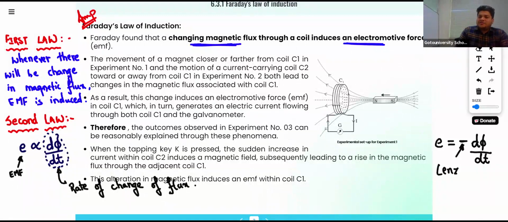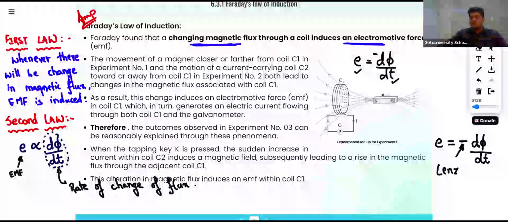See, Faraday only gave this formula. Faraday told that E is equal to d phi by dt. That's it. After 55 years, Lenz came and told us to use this negative sign. I will explain why this negative sign is there. The significance of that negative sign we will study in Lenz's law only. It is because there was an orientation difference between electromotive force and change in magnetic flux. That's why we introduced this negative sign.